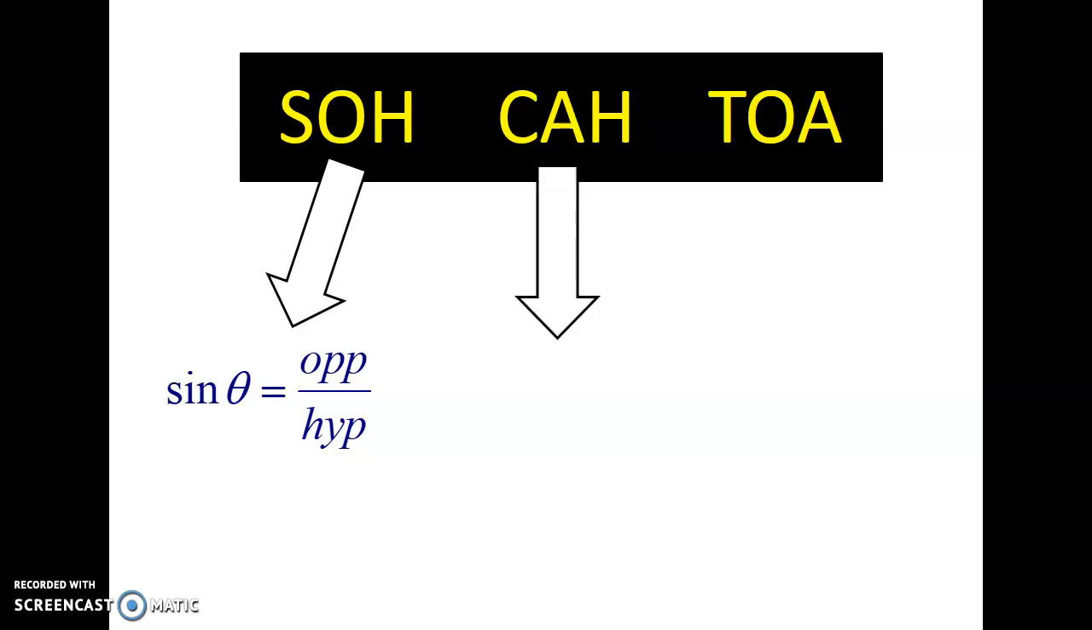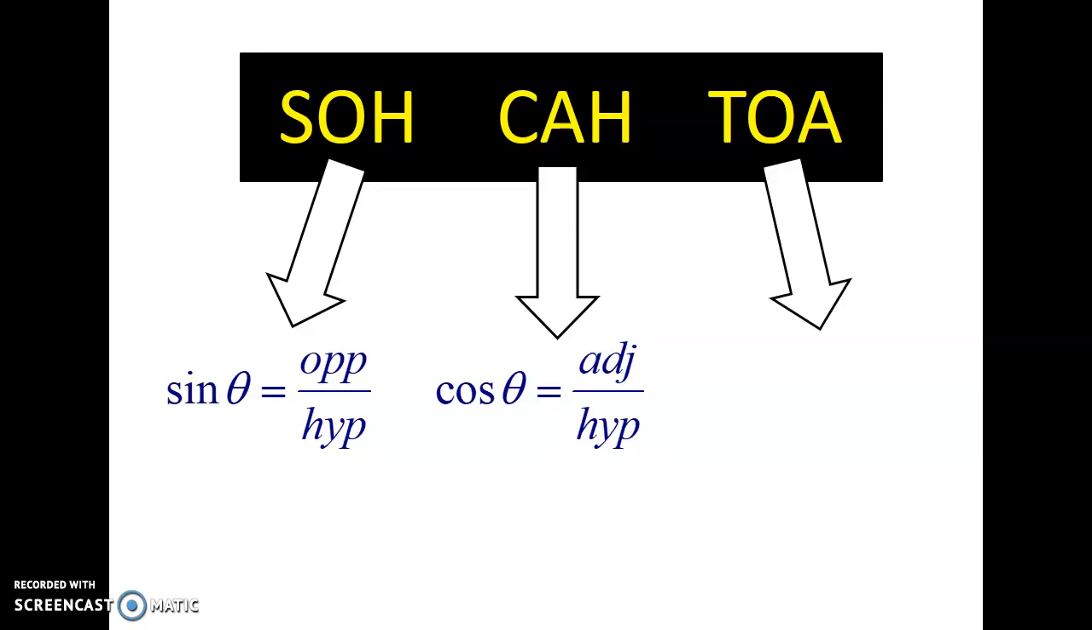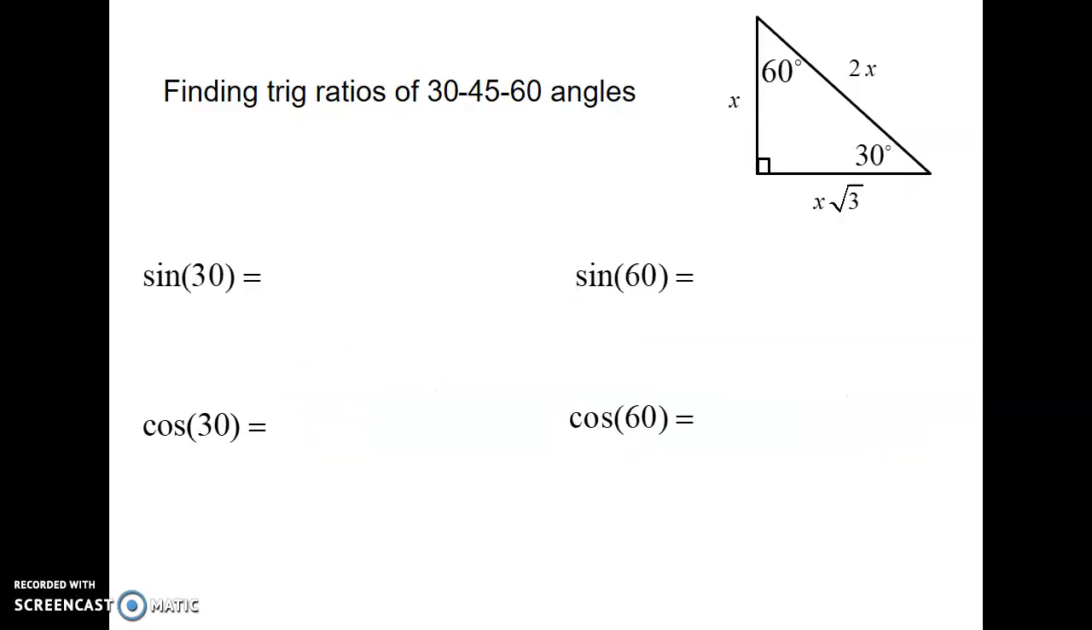All right, for cosine, for CAH there in the middle, we have cosine is equal to the adjacent side divided by the hypotenuse side. And lastly, we have TOA, which is the tangent, which is going to be the opposite side over the adjacent side. Now, for what we're doing today, we're mainly concerned with sine and cosine. I don't really care too much about the tangent function.